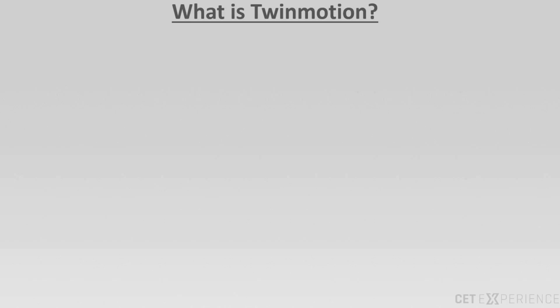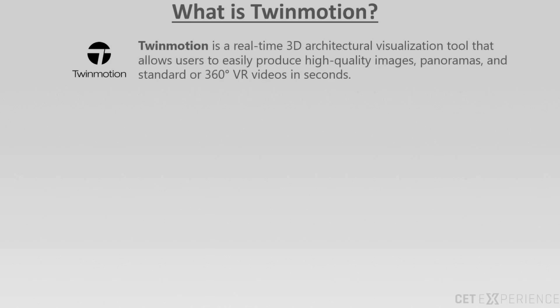What is Twinmotion? Twinmotion is a real-time 3D architectural visualization tool that allows users to easily produce high-quality images, panoramas, and standard or 360-degree VR videos in seconds. Unlike other rendering software like Lumion, Enscape, or 3ds Max, though they offer a high level of realism and advanced customization, they may come at the cost of rendering speed, which is lower than Twinmotion.